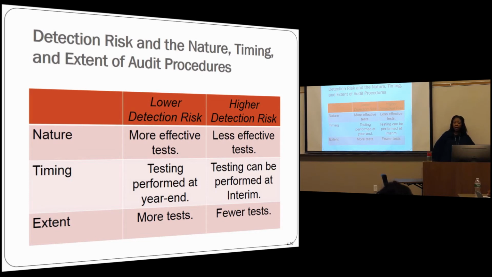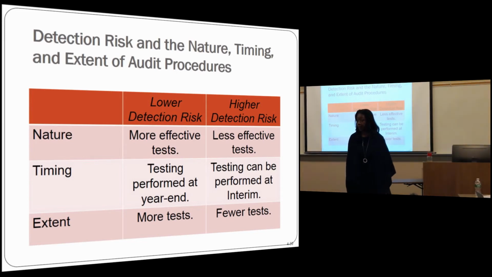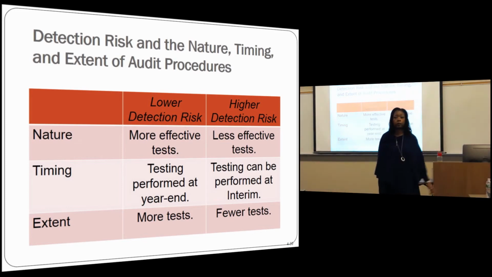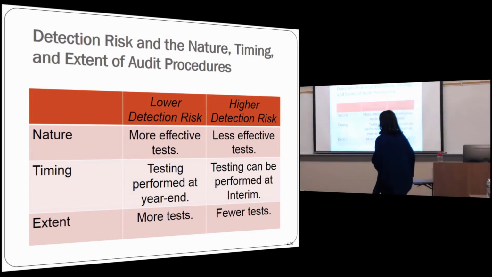So when you have lower detection risk, the nature of your tests will be more effective tests. And what's considered more effective tests, because in this situation you have a higher risk of material misstatement? There's an inverse relationship between detection risk and the risk of material misstatement. So a more effective test would mean that you're going to perform more substantive tests of transactions and more substantive tests of detailed account balances. You're going to look at a lot more transactions. You're going to confirm a lot more accounts receivable. So you're going to perform more effective tests.